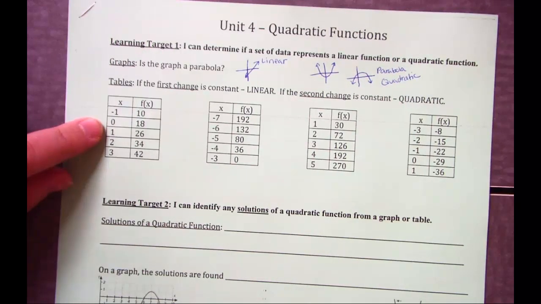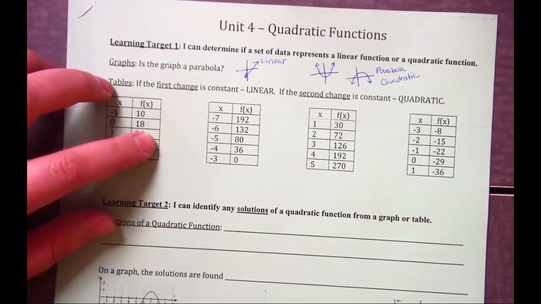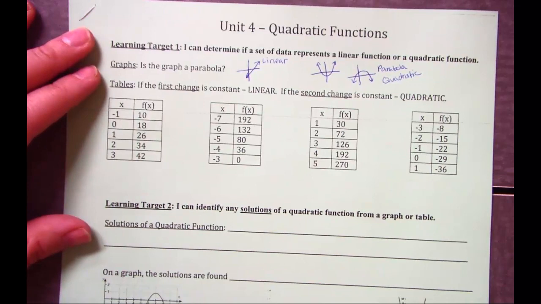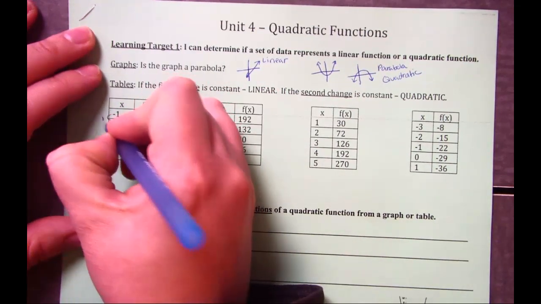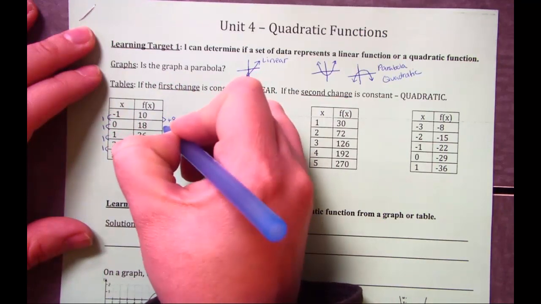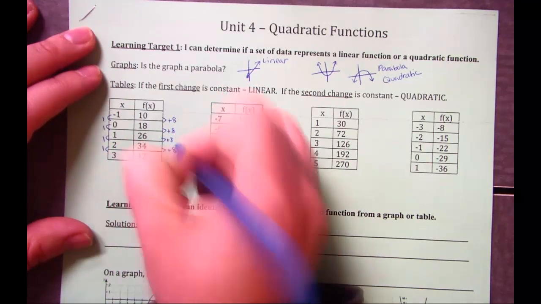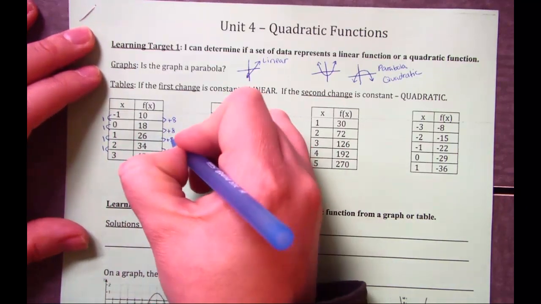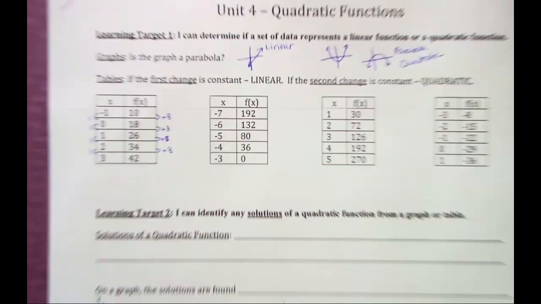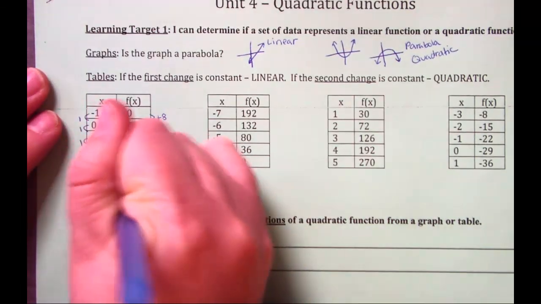For a table, we tell the difference between a linear and a quadratic function depending on the change. If you remember, for a linear function, the change is constant. So for example, you add 8, add 8, add 8, add 8. If that first change is constant like that, if you're adding 8 the whole way down, that means that is a linear function. So you can write linear.